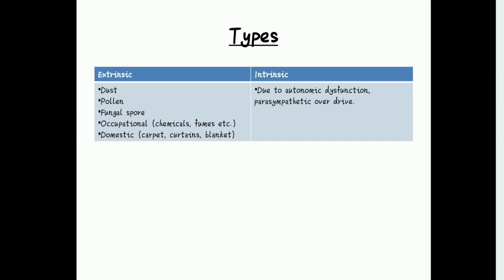Extrinsic asthma is due to some external allergens that can be dust, pollen, fungal spores. That can be occupational asthma, that can be domestic due to soft furnishing, carpets, curtains, sofa, blanket, etc. On the other hand, intrinsic asthma is due to autonomic dysfunction that can be due to some kind of injury, ischemia or trauma to the hypothalamus. As a result, there is parasympathetic overdrive, and the parasympathetic system causes bronchoconstriction. So in intrinsic asthma there is autonomic dysfunction and parasympathetic overdrive that causes bronchoconstriction.